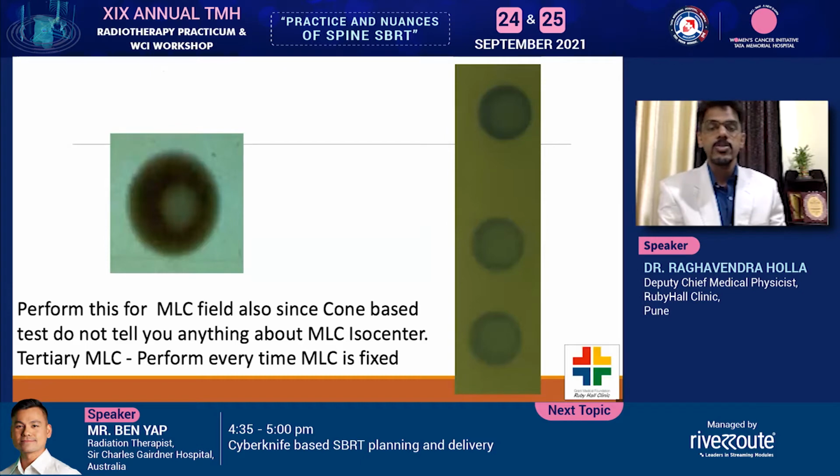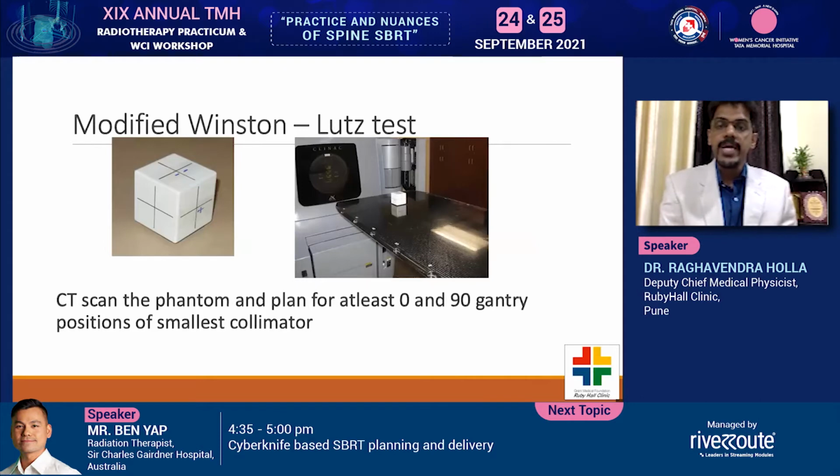On the Winston-Lutz test, we think that this is only for cone-based SBRTs, but it's not like that. The MLC-based also need to get into this test, and especially if you're using tertiary MLCs, where the MLCs are attached to the linear accelerator, then every time you attach the MLC, you need to perform this test. In the absence of that test tool, now the vendors are giving a different one, a modified Winston-Lutz test. It's a small box where inside you have a small tungsten bearing, where you can see the images of that in EPID directly.